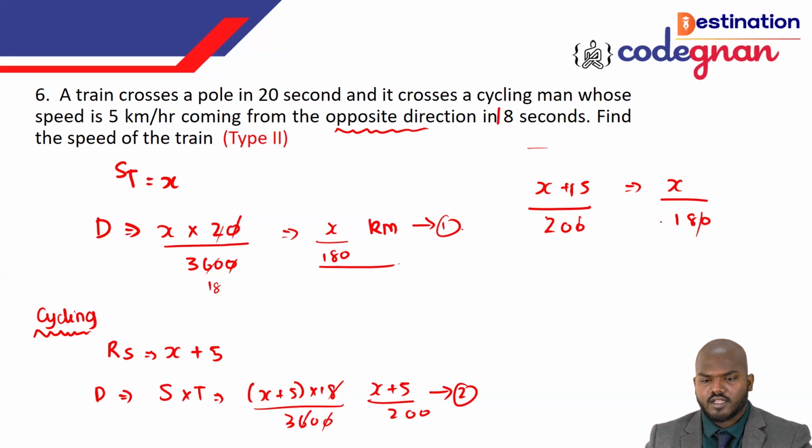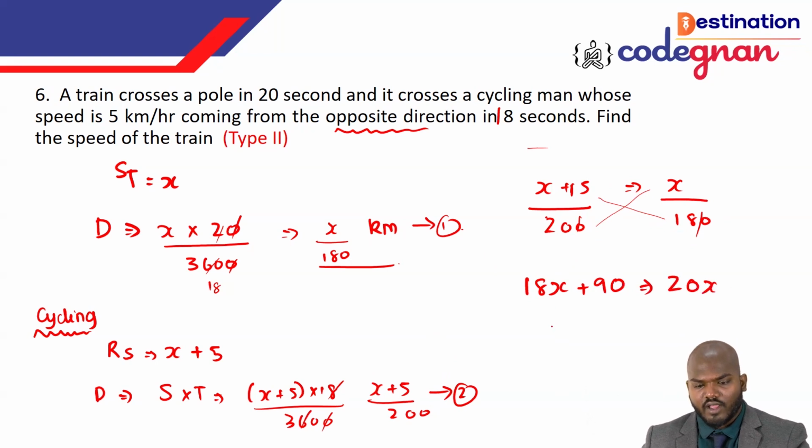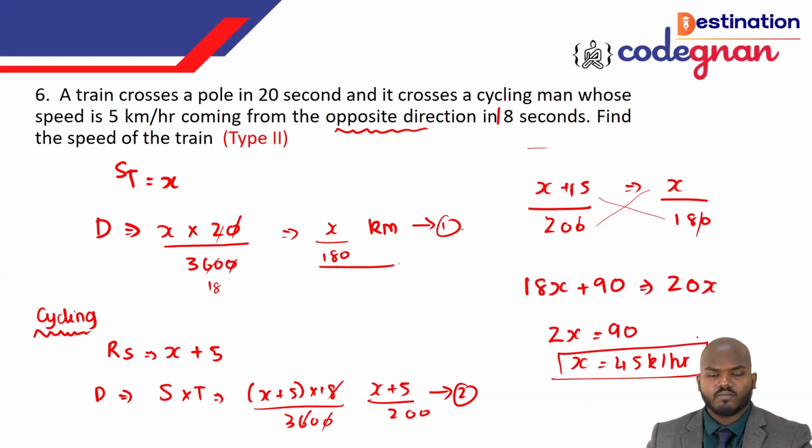The 0 you can cancel. If you cancel this, you keep the 18 this side and the 20 this side, it will give you 18x. 18 times 5 we can call as 90. This side we can call it 20x. If you take this side, it will give you 2x. So 2x is equal to 90, then x is 45 kilometer per hour. So this is how we can sort out the value in this particular question.